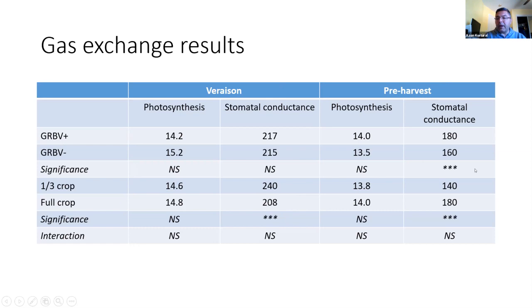Pre-harvest at 21 Brix, we have a response of both virus status and cropping level. Grapevine red blotch positive vines had a higher stomatal conductance in this case, as well as the full crop that had a higher stomatal conductance. So in this case, the plant was trying to make up for lost carbohydrate translocation by trying to use more water. But however, let's see if it had a response.